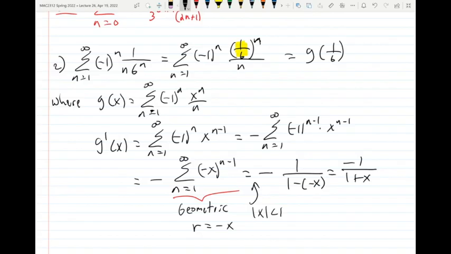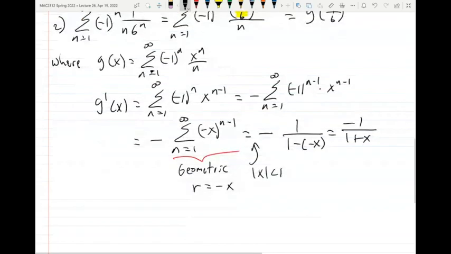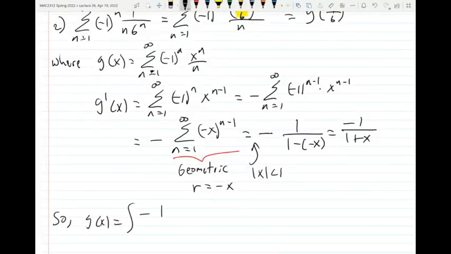What happens when I integrate? So this is g prime. So to recover g, we need to integrate, right? So g equals the integral of -1 over 1 plus x. Agree? Yes. Because we just found that the derivative of g equals this, therefore g must be this integral.